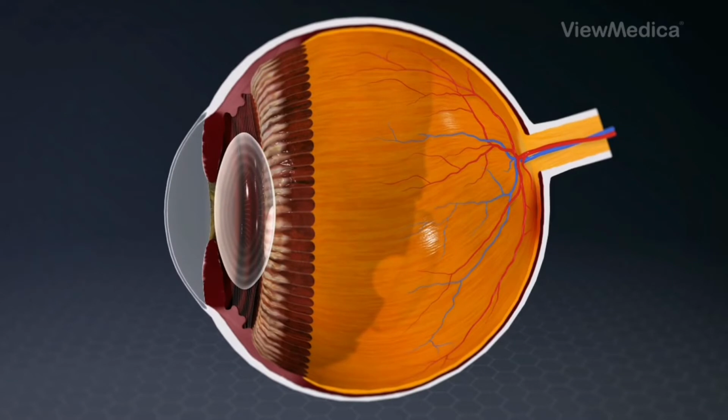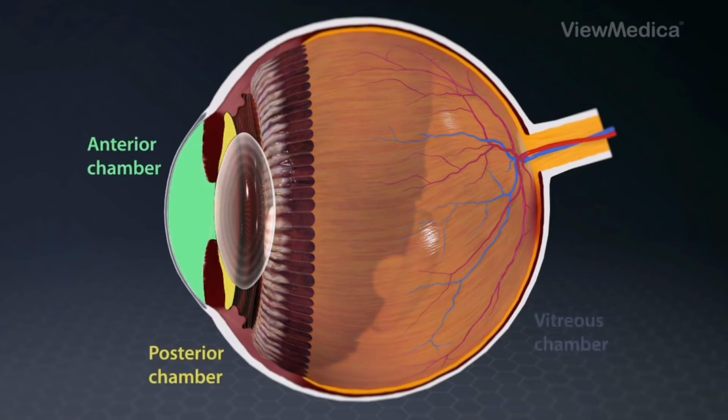The interior of the eye is divided into three chambers: the anterior, the posterior, and the vitreous. The anterior chamber and the posterior chambers are filled with a thin, clear fluid called aqueous humor. The vitreous chamber is filled with a thicker fluid called vitreous humor. It helps the eye keep its shape.